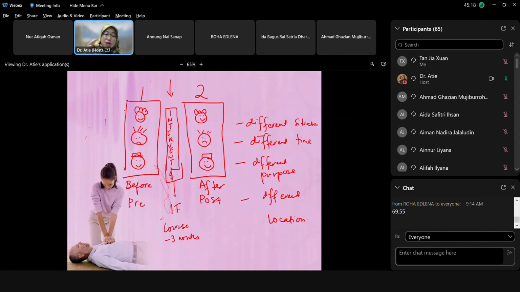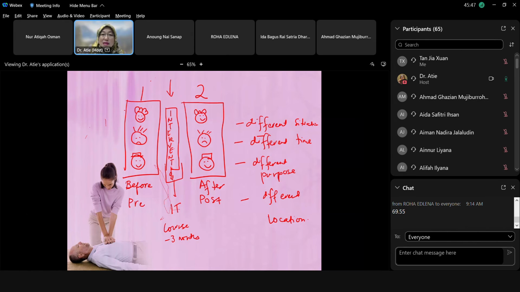For example, we give them an IQ test in, let's say, May 2022, and then we give them the IQ test again in June 2022. And then we would like to compare whether they have improved their IQ within 1 month, for example. So that one is different time, and also different purpose.